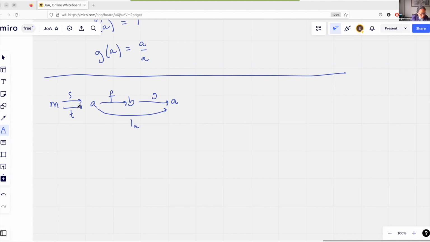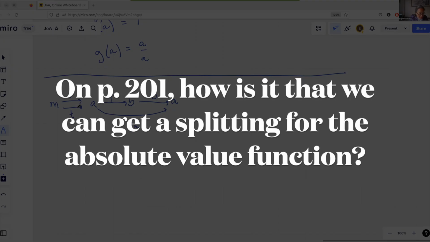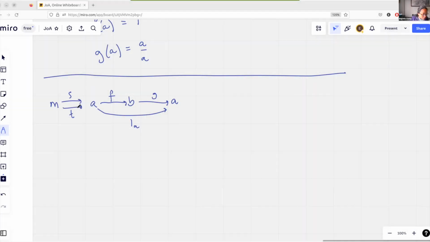Page 201: how is it that we can get a splitting for the absolute value function when normally we might say there's no inverse for the absolute value function? Well, be careful here, because the question said normally we'd say there's no inverse for this function, but you haven't said what the source and target are, and whether you can find a splitting or an inverse for something depends on what the source and target are.